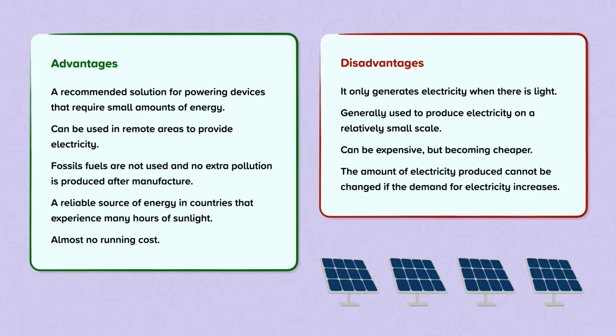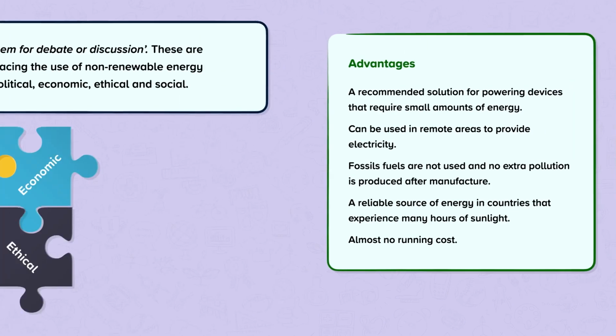Almost no running cost. The disadvantages are: it only generates electricity when there is light, and it is generally used to produce electricity on a relatively small scale. It can be expensive but is becoming cheaper. The amount of electricity produced cannot be changed if the demand for electricity increases.